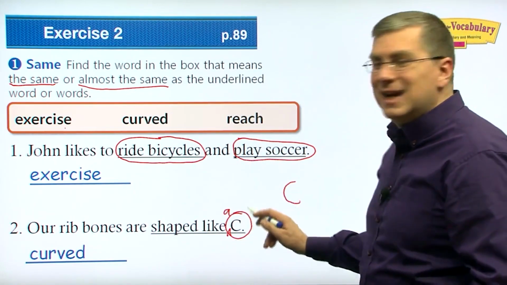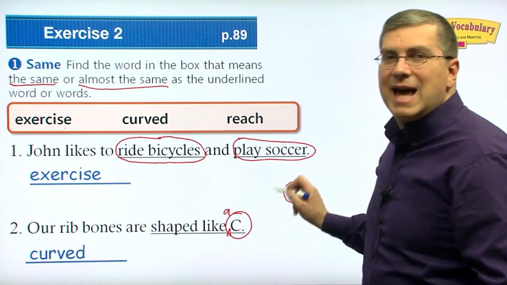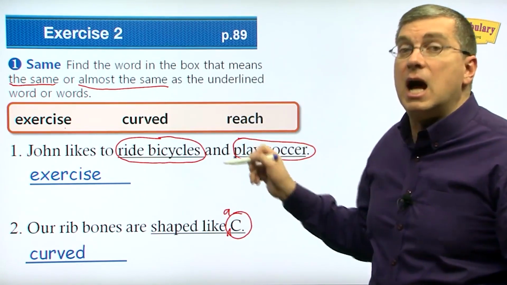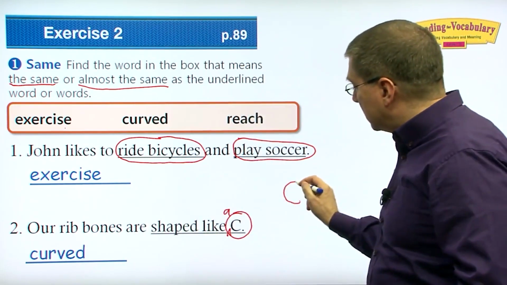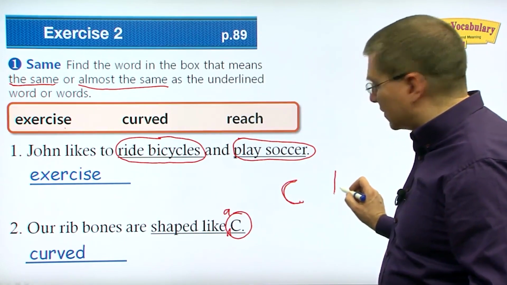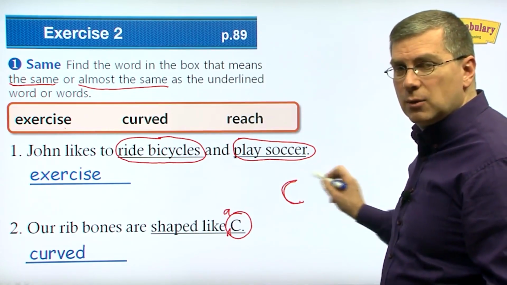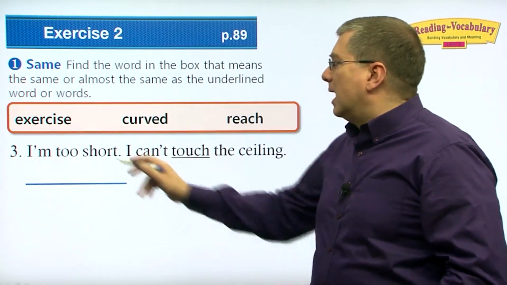Okay, that's what it's talking about. It's not a mistake in typing. What they're saying is, what letter does it look like? It looks like a C. So they are curved. A C is curved. If you said it looks like a small L, that's straight, right? That would be the opposite of curved. Okay. Next one, 3. I'm too short.